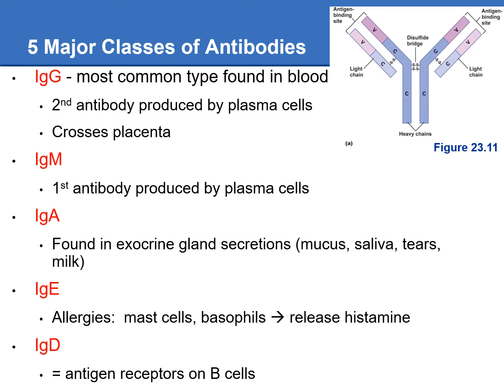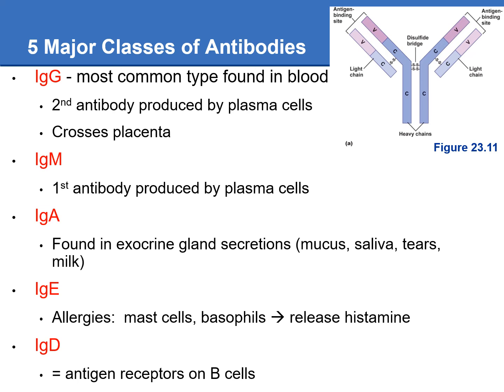The other thing that's important about the IgG antibody is that it can cross the placenta. So whatever IgG antibodies that mom has will cross the placenta and be given to the baby, and that will actually protect the baby from infections during the first 2 months of life. So that's pretty cool.